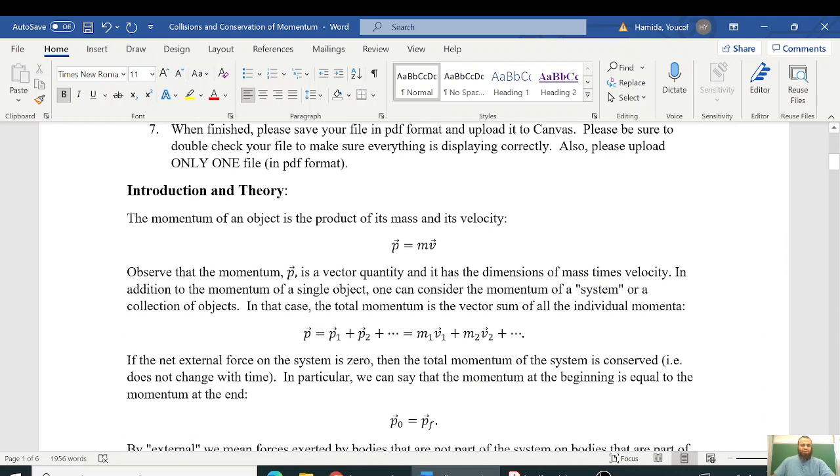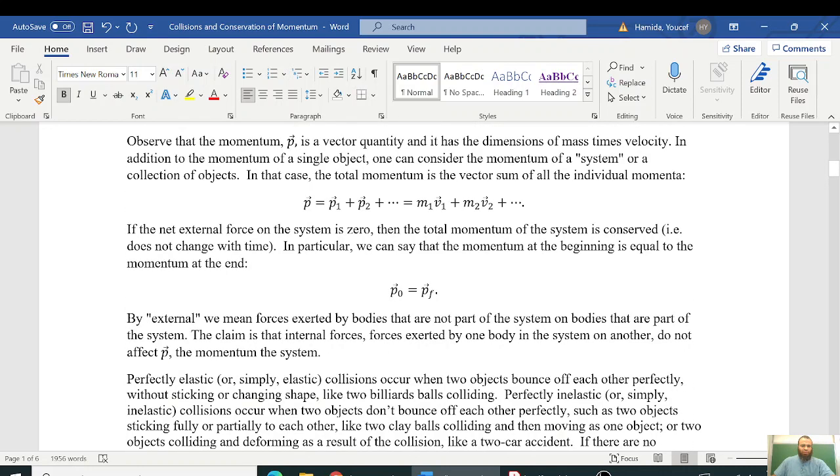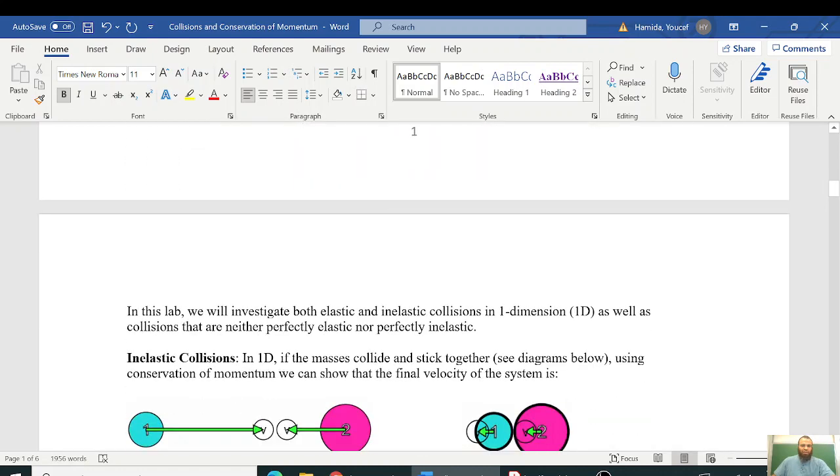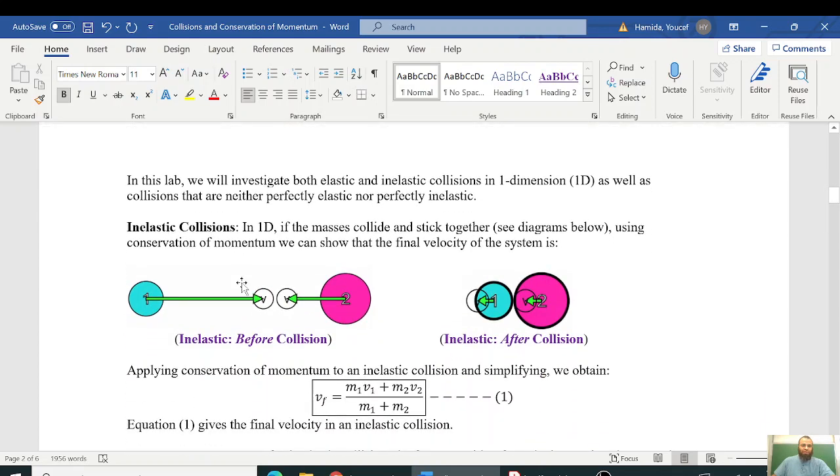So as you know, momentum is mass times velocity, and we're going to do collisions in one dimension. Collisions could be elastic or not elastic, or inelastic. And we're going to also look into partially elastic or partially inelastic collisions. So during lecture, we looked into 100% elastic, 100% inelastic. How do we treat it if it's partially inelastic, not completely elastic and not completely inelastic? How do we deal with that?